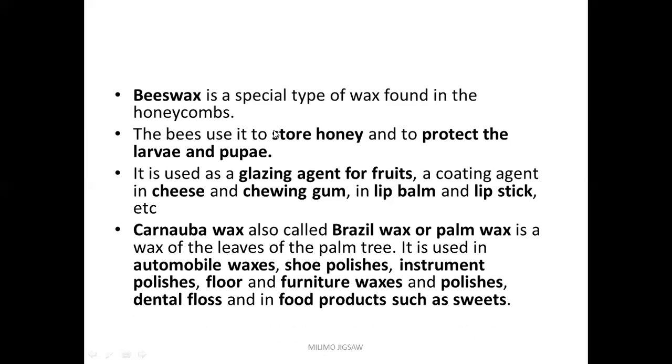Another example of a wax is carnauba wax, which is obtained from the leaves of the palm tree, so it's also known as palm wax. This is essential in that it is used in automobile waxes, shoe polishes, instrument polishes, floor and furniture waxes and polishes, dental floss, and also in food products such as sweets. So it's a very important lipid.